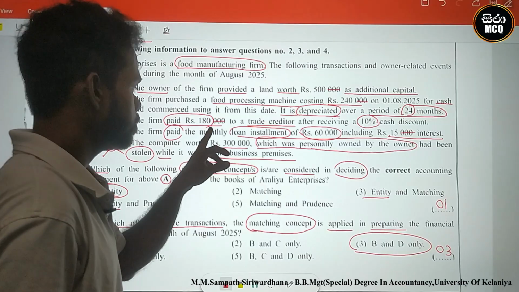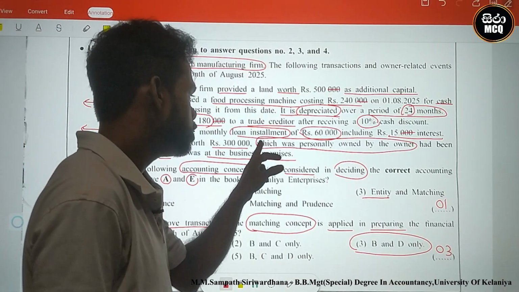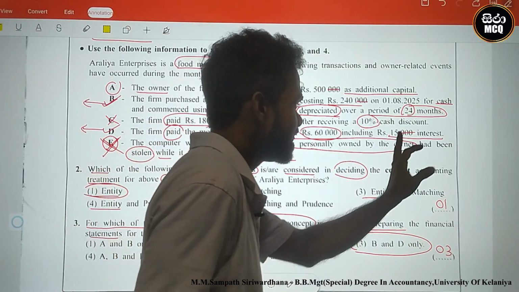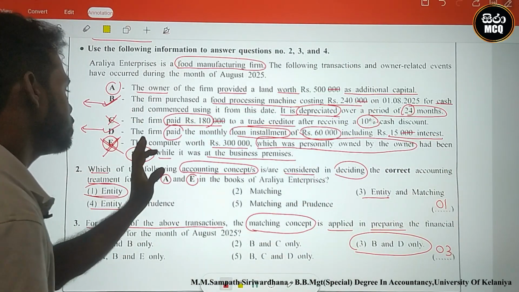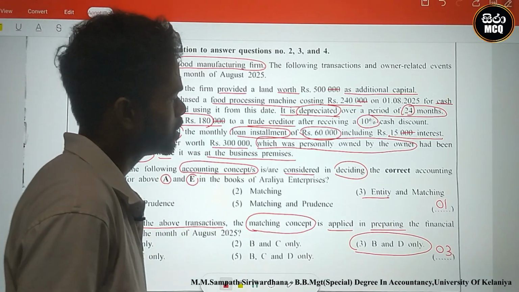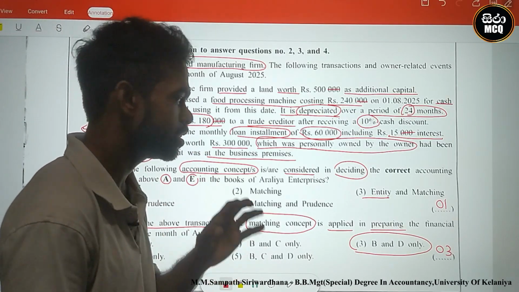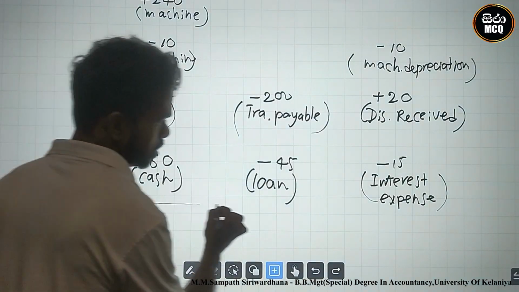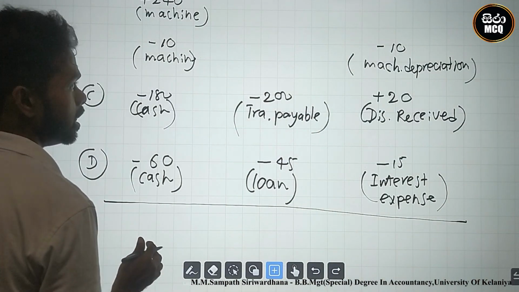The computer worth 300,000 which was personally owned by the owner. This is the owner's personal asset, which had been stolen while it was at the business premises. This is not related to the business. There is no impact to the equation. Therefore, we must finalize this.